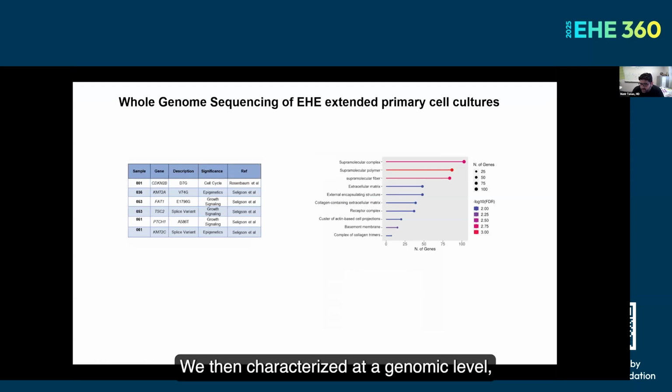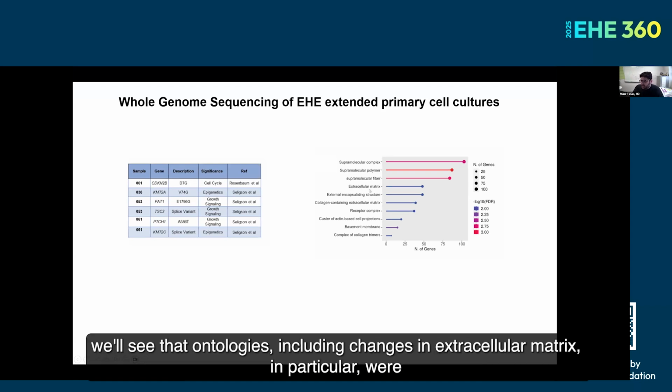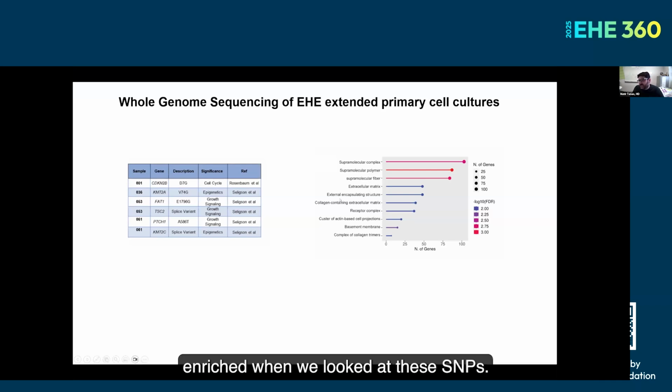We then characterized at a genomic level these EHE extended primary cell cultures by whole genome sequencing, and we did see SNPs in these genes that were similar to what's been reported in these previous studies shown here on the right, just validating another way that these cell cultures represent what we know about EHE tumors. And if we do pathway analysis on the SNPs, we'll see that ontologies, including changes in extracellular matrix in particular, were enriched when we looked at these SNPs.